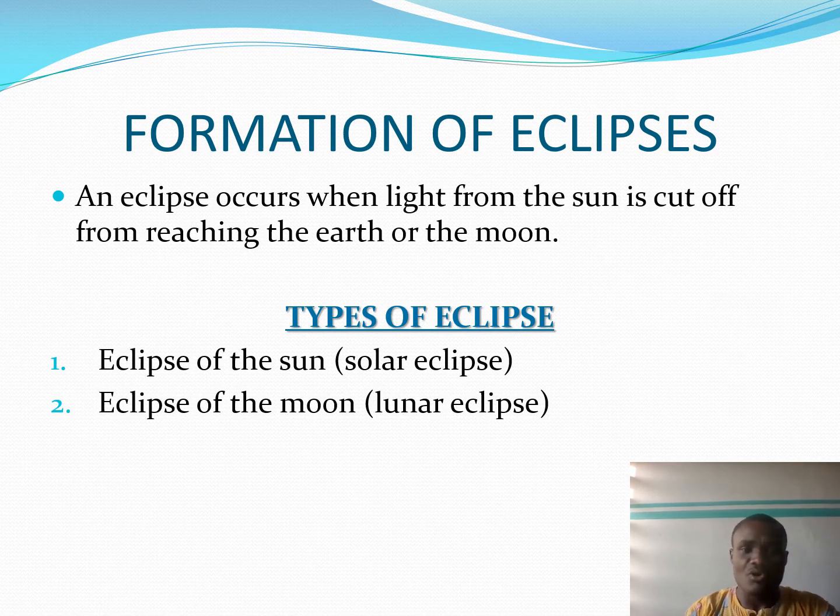Now, let's look at how eclipses are formed. Formation of eclipse. What is an eclipse? An eclipse occurs when light rays from the sun are cut off from reaching either the surface of the earth or the surface of the moon. As we may already know, there are two types of eclipse. We have eclipse of the sun, which is called solar eclipse, and then eclipse of the moon, which is called lunar eclipse.